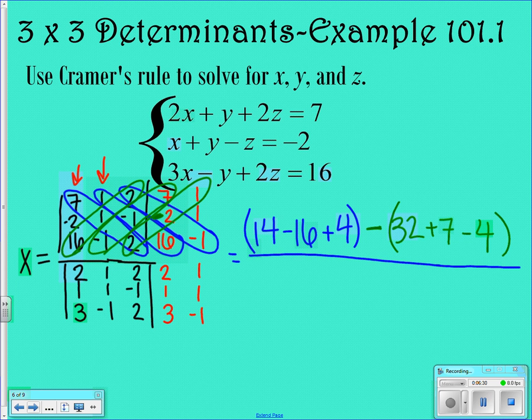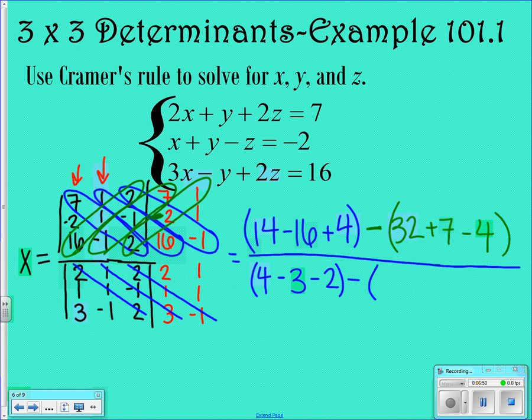And then we have to do the same thing for our denominator. Okay, so we're going to have 2, 1, and 2, which is going to be 4. 1, negative 1, and 3, which is going to be a negative 3. And then 2, 1, and negative 1, which is negative 2.